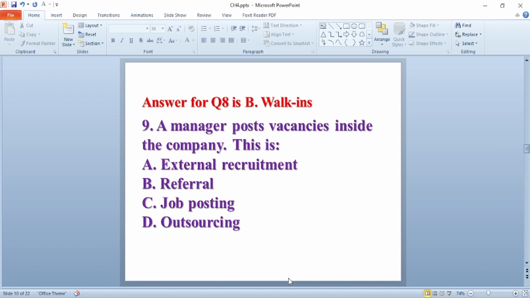Question number 9. A manager posts vacancies inside the company. That is dash. A. External recruitment. B. Referral. C. Job posting. D. Outsourcing. Answer for this question is C. Job posting.